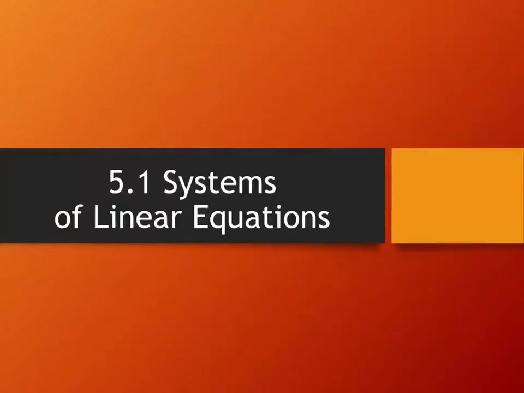All right, Chapter 5 is going to finish us off. 2 sections in Chapter 5. 5.1, we're going to be looking at systems of linear equations. And in particular, we're going to be looking at 2 equations with 2 unknowns at the same time.